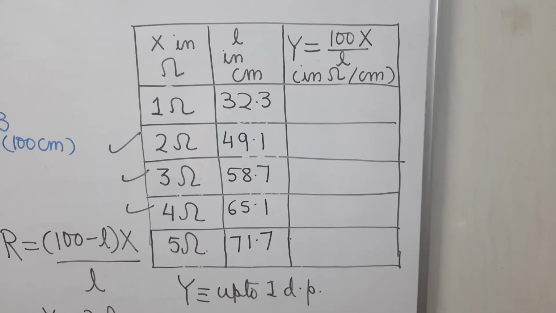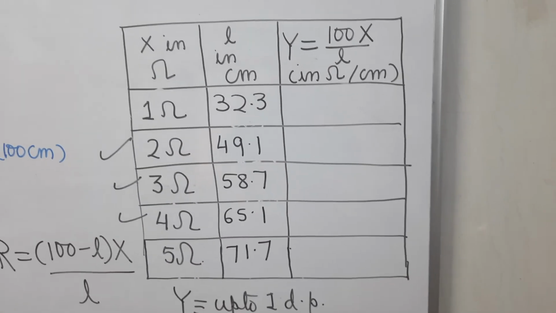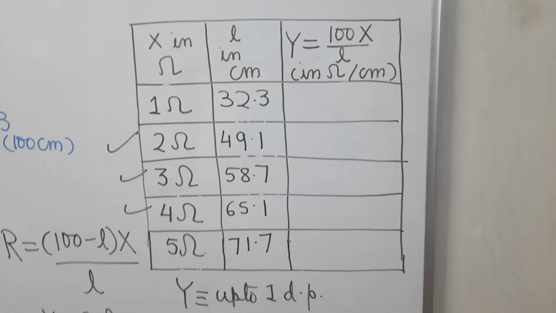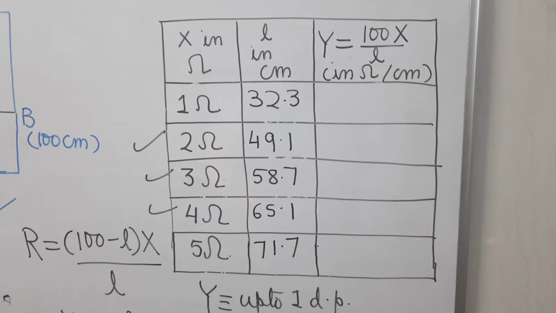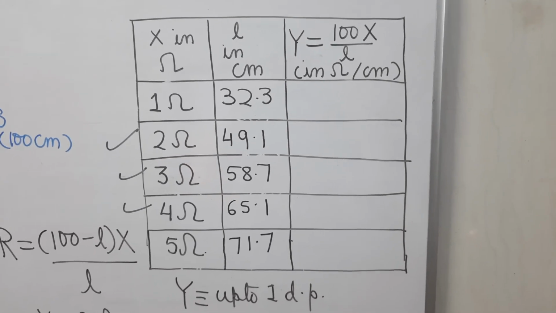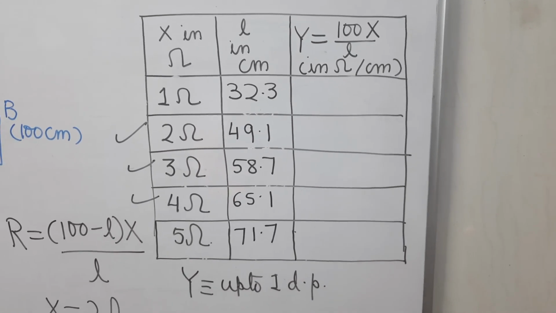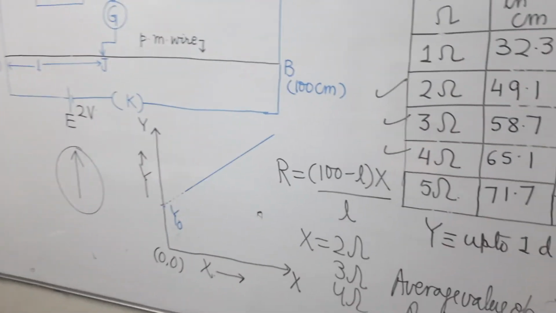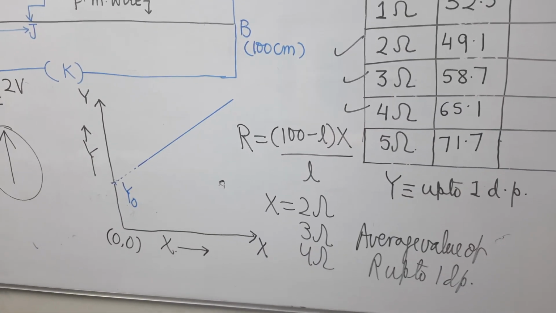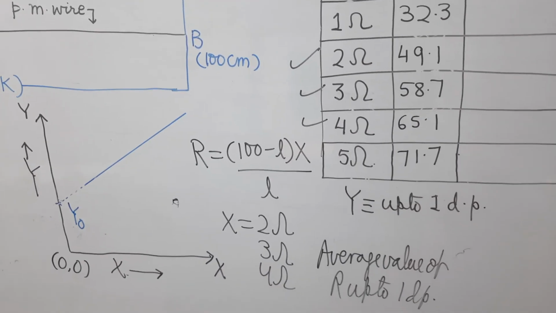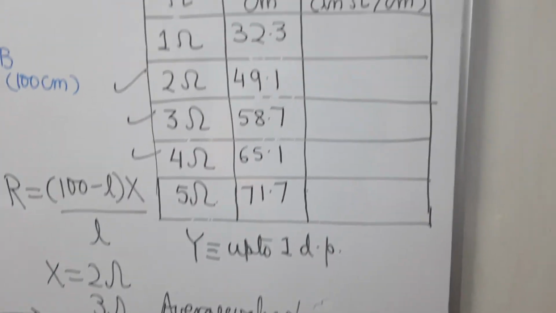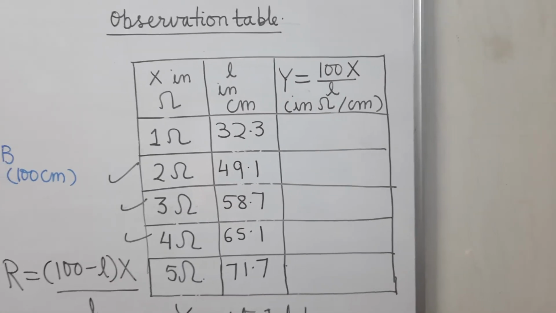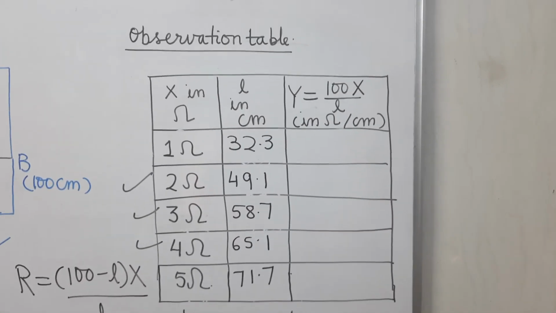So this way I have recorded all the observations, and now the experimental part of this has finished. Rest calculation of the value of capital Y, plotting the graph, it is the mathematical part, and calculating capital R and then determining average value of R. This is the mathematical part. So for that I will make a separate video.